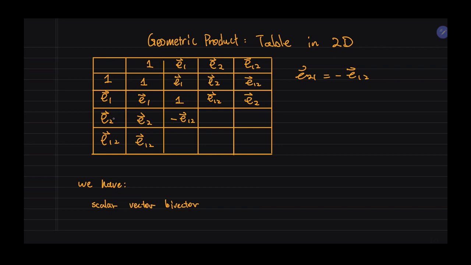And then the geometric product E2 E2 is equal to 1. And E2 E12. Let's write E2 E12 is equal to E2 E1 E2, and we swap the order, minus E1 E2 E2, which is equal to minus E1. Then here is equal to minus E1.